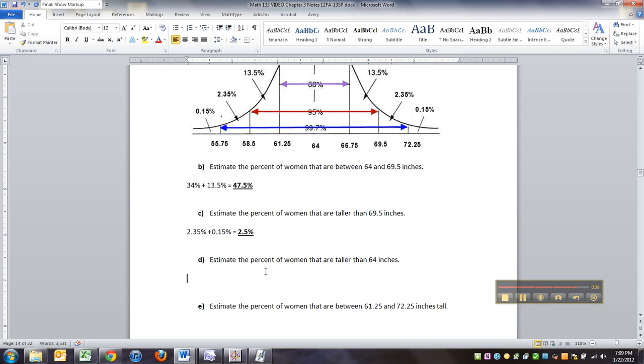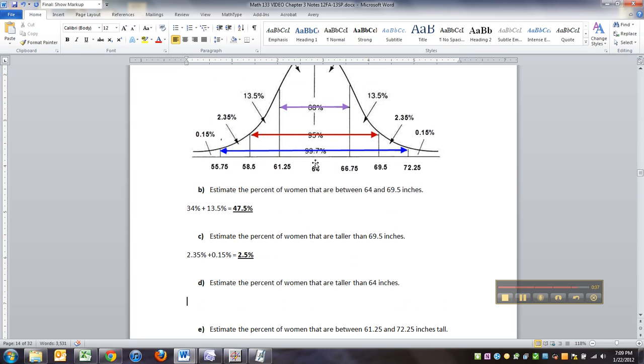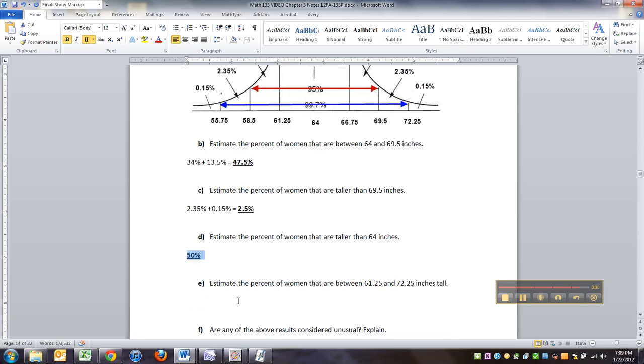All right, what about the percent of women that are taller than 64? Well, 64 is the middle, so that would be 50%, right? Because half of the scores are above it and half are below it because it's symmetric.